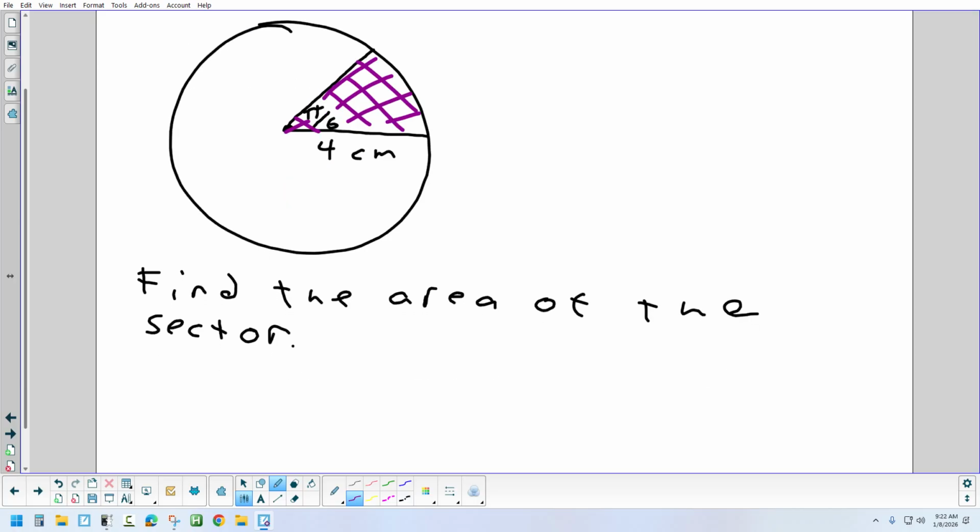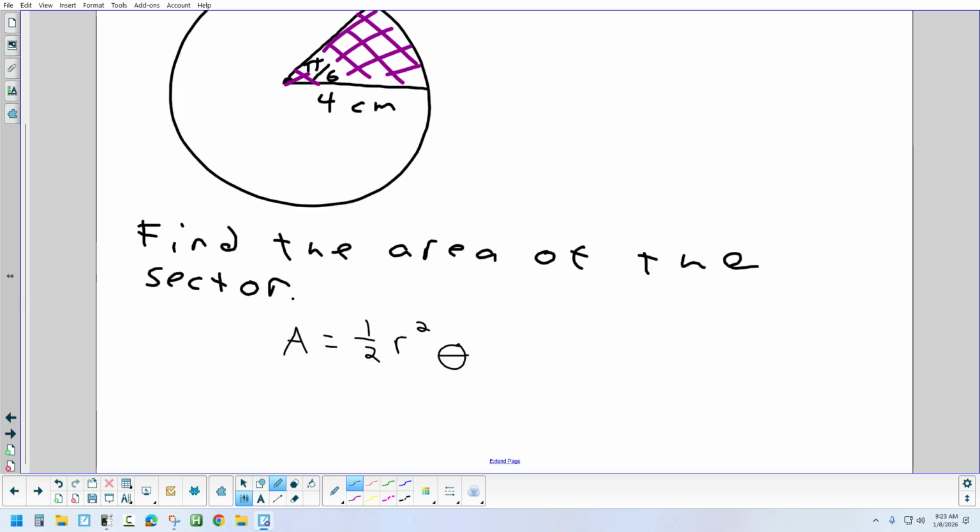Okay, so first step. What's the formula for the area of a sector? Can you just give it to me with the letters first, and then we'll fill it in? Area equals half r squared, and then what is that thing called? Theta. Yep, theta.